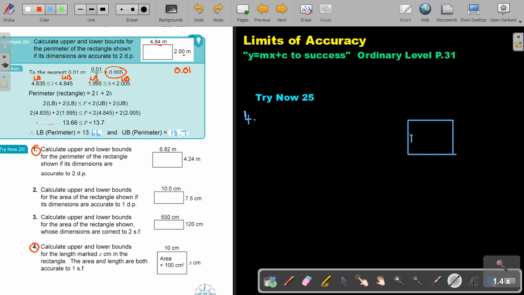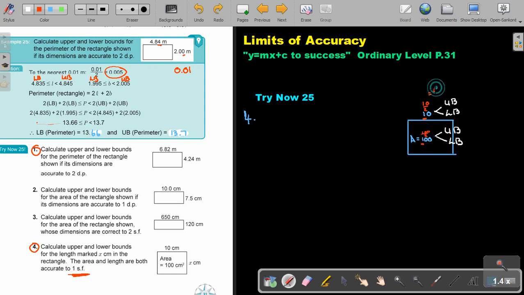So remember the area is going to be 100, and then one of the sides is going to be 10, and then again I'm going to find my upper bound and my lower bound. Okay, now it's very important that you see this, they are both to one significant figure. There's the 1 and there's the 0, so it's actually 10 divided by 2. And there's a 1 and there are 0s, so it's 100 divided by 2.